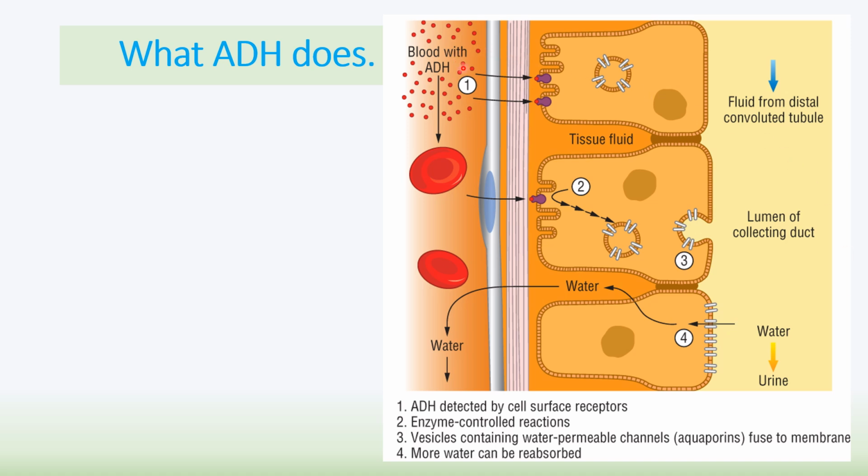So number one, the ADH comes and attaches to a transmembrane receptor. That triggers a series of enzyme control reactions, so it will activate an enzyme which then causes the vesicles that contain the aquaporins to fuse with the cell surface membrane of the endothelial cells, and the aquaporins allow water to enter from the collecting duct through the cells and into the blood, meaning more water is reabsorbed into the blood, your urine becomes highly concentrated and less volume as a result.